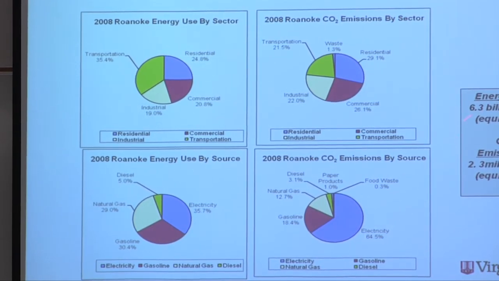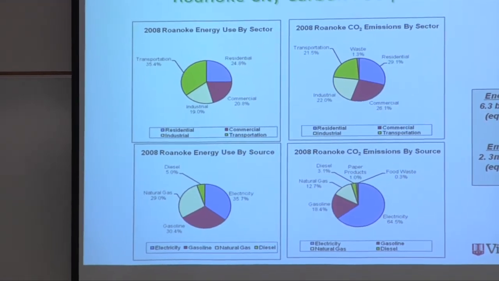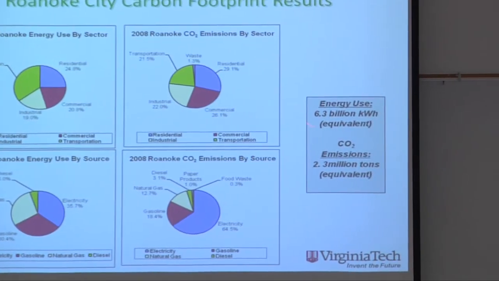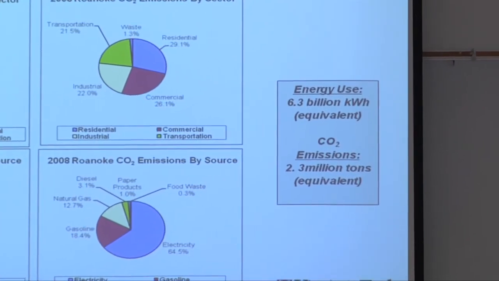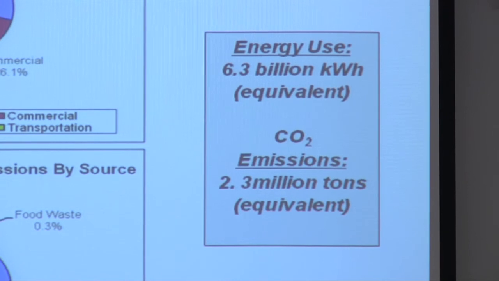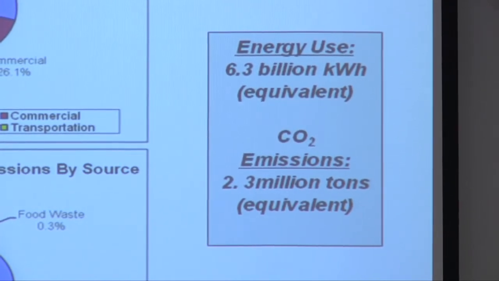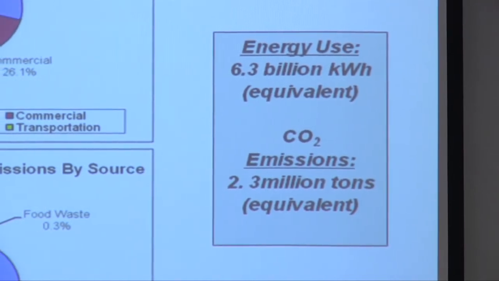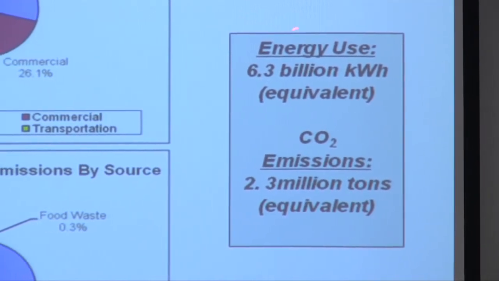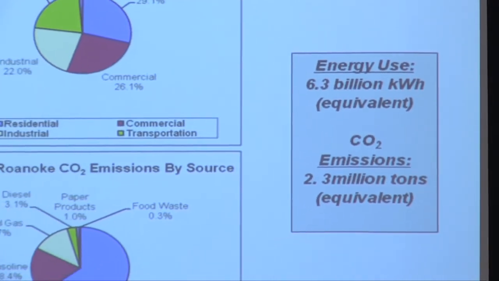This is the numbers, just to give you a sense. 6.3 billion kilowatt hours of electricity. I had to turn all of this into some energy unit. So we don't think about gallons of gas in terms of kilowatt hours, but you can make a unit conversion there. And it's 2.3 million tons of carbon dioxide in Roanoke in a given year. Okay? It's hard to get our heads around numbers like this. You just look at them and say, wow, that's big. Okay? So this may help.